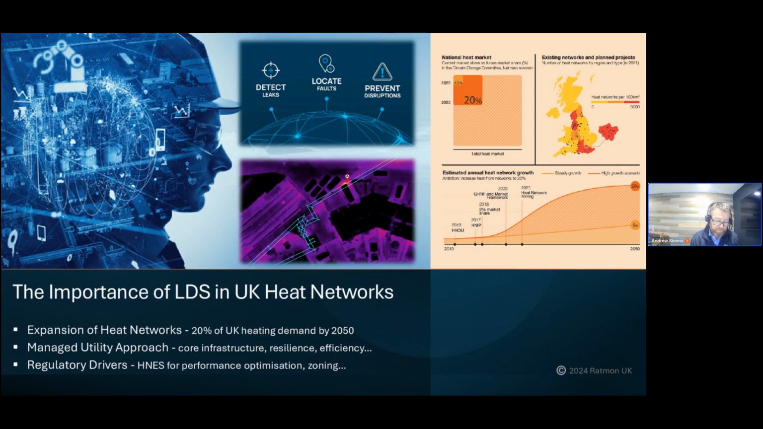As the UK transitions towards net zero, heat networks are taking centre stage in efforts to decarbonise heating. By 2050, the government aims for heat networks to meet 20% of the nation's heating demand, transforming them into a critical utility for cities and towns. This rapid growth is underpinned by substantial government support, whether it be funding, guidance, or regulation.